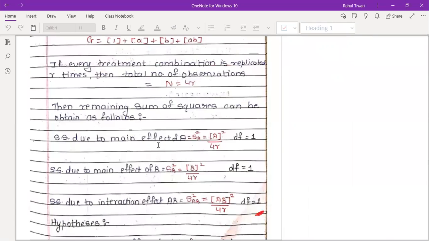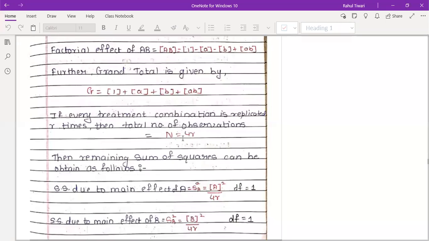You can just look at the statement: the main effect sum of squares will always be divided by 4r, because we have a total of 4r observations. Factor A has levels 0 and 1, and factor B has levels 0 and 1, so in total there are 4 combinations. Since it is repeated r times, we have a total of 4r observations. So you can practice to get the degrees of freedom.